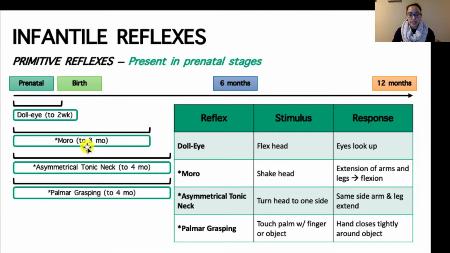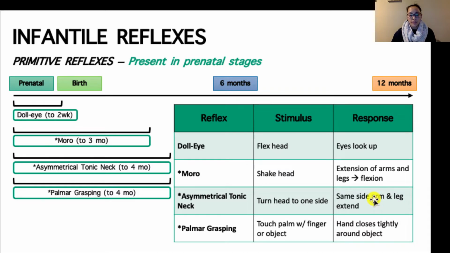Another primitive reflex that we see in these prenatal stages up to 3 months after birth is the Moro reflex. The stimulus is if the head is shaken or the position of the head is moved very suddenly. We notice there's an extension of the arms and legs, followed by a little period of flexion of the arms and legs. The asymmetrical tonic neck reflex has a stimulus when the head is turned to one side. And then the same side arm and leg will extend. So if my head turns to the right, my right arm and my right leg would extend.